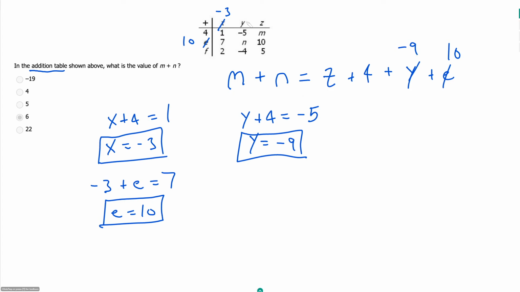And so how can I get that? It looks like here in my second row, z plus 10 is equal to 10, which means z is equal to 0.